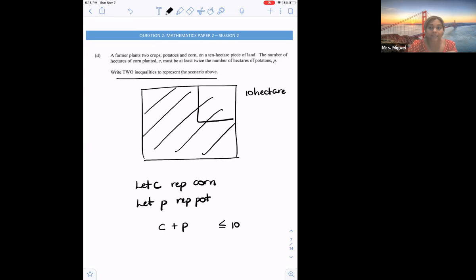Why less than or equal to 10? Because he could occupy the whole plot, or he could occupy part of the plot. That is my first inequality. The second one is the number of hectares of corn must be twice at least the number of hectares of potatoes. So twice at least, this must be greater than or equal to the number of hectares of potatoes. The words twice at least mean greater than or equal to. So that is my 2 equations, right?